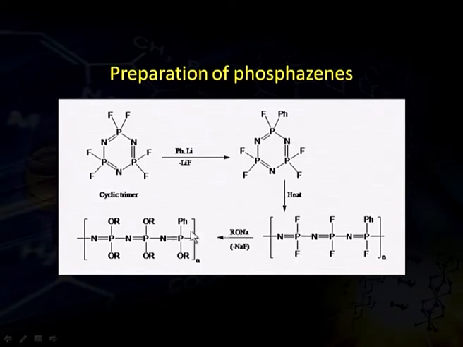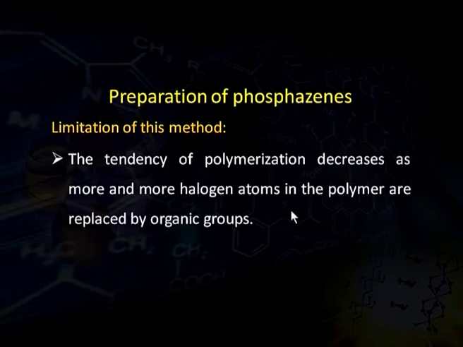Limitation of this method: the tendency of polymerization decreases as more and more halogen atoms in the polymer are replaced by organic groups. That means, if the halogens are present in the polymer, the reaction rate would be high, but if the halogen atom is replaced by the organic group, and as the number of organic groups keeps on increasing in this polymer, the reaction rate keeps on decreasing.